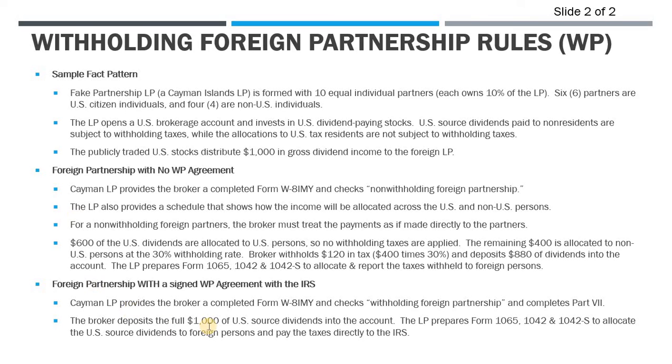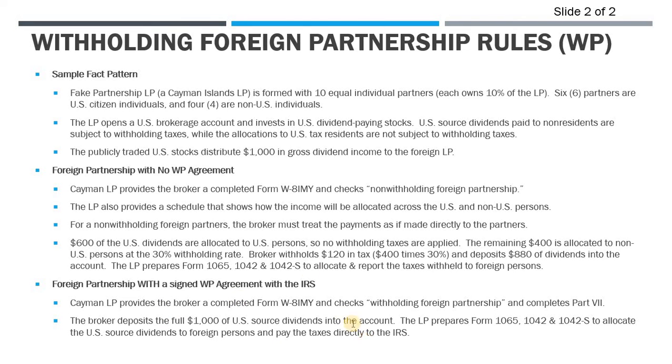So the broker makes the full amount of $1,000 of U.S. source income deposited in the account because, again, the foreign partnership is acting as the withholding agent. They're going to take the responsibility for doing the allocations. So the LP prepares its 1065, 1042s, and 1042-Ss to allocate the amounts and withhold the taxes. What's important here is the math is going to be the same as this bullet point up here. So the foreign partnership is going to have $600 allocated to U.S. persons, $400 to foreign persons. They're going to have to withhold $120 in tax and make that payment to the IRS. That's fine. But the point is, instead of the broker doing this, the partnership itself is now taking that responsibility.